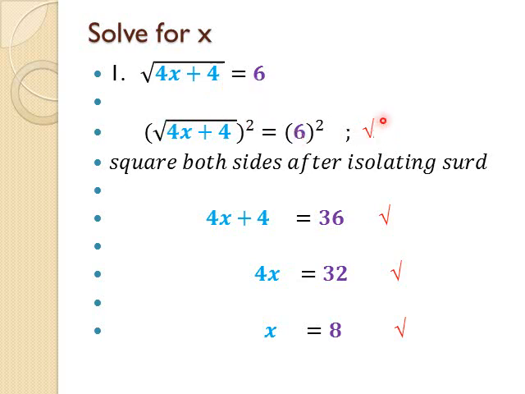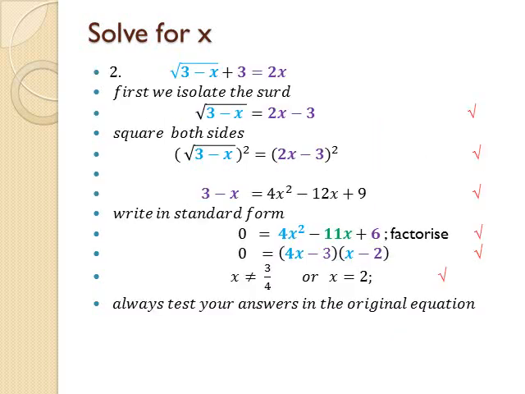1 mark for squaring. 6 squared would give me 36. Square and square root cancel, so I have 4x plus 4 equals 36. Take plus 4 over, 36 minus 4 gives me 32. 32 divided by 4, x equals 8. Alright, go to a more complex problem.